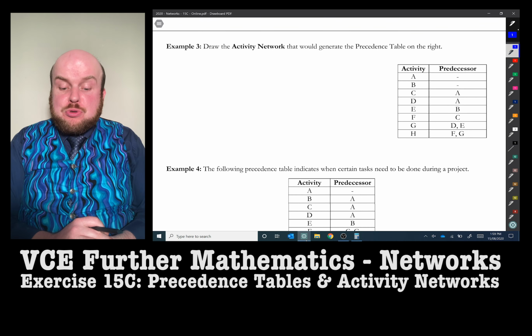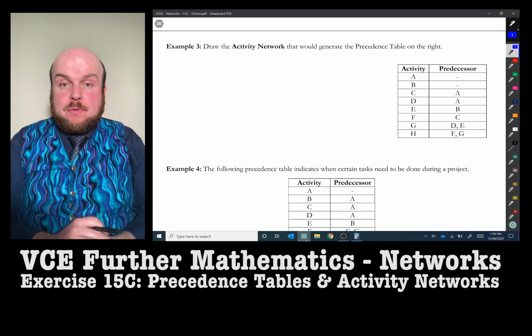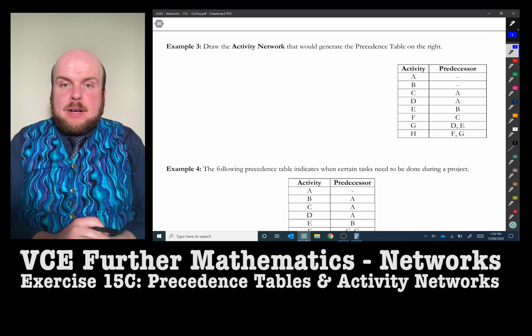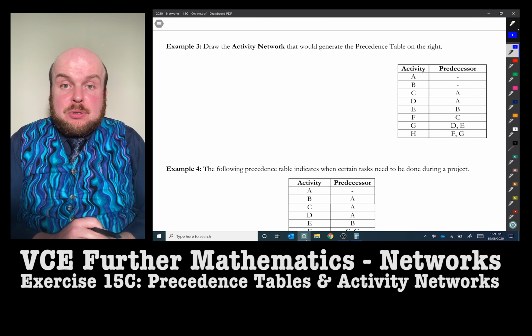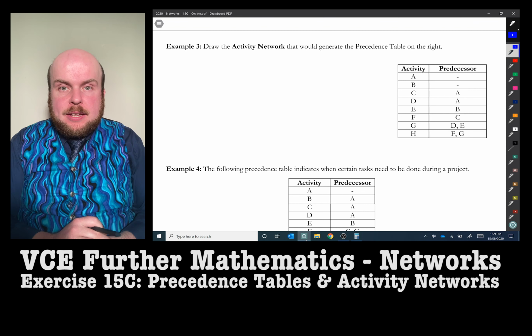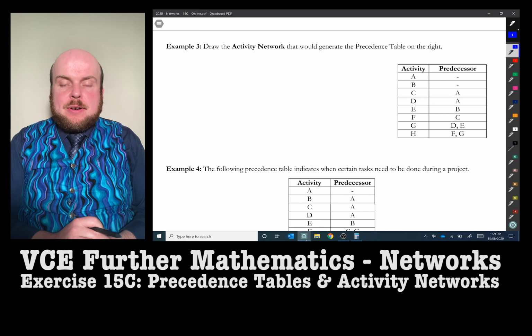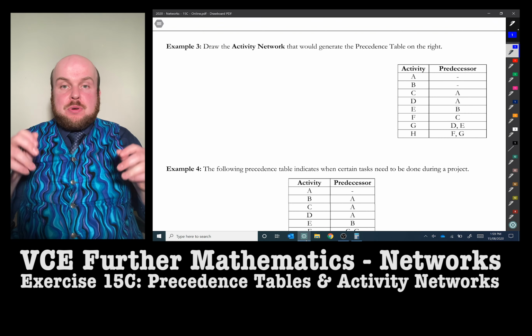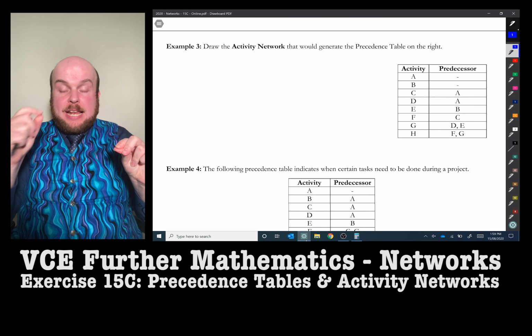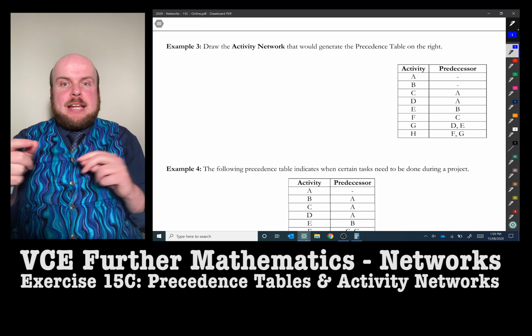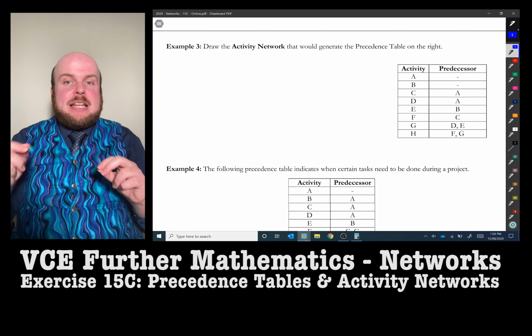So example 3, draw an activity network that would generate the precedence table on the right. Now I'm going to draw one version of what it might look like. However, please know that these sorts of graphs can be isomorphic. So what that means is that we can draw various different versions of it. The only thing we try to make sure that we do is that there are no dangling edges. So we try to make sure that it has a definite start and a definite end. If somehow there's a dangling edge, we try to go and connect that to the end.